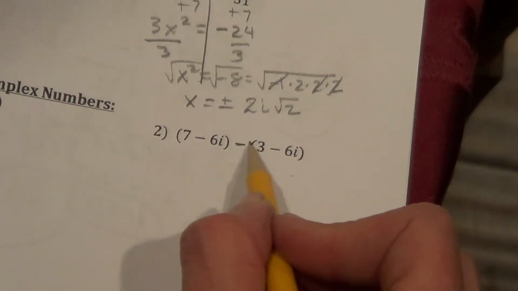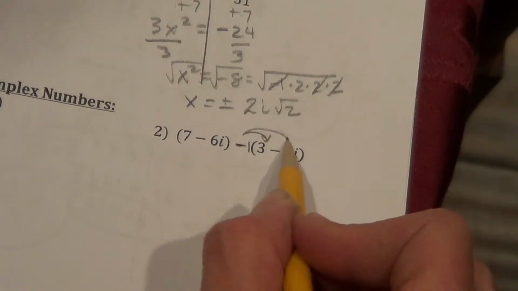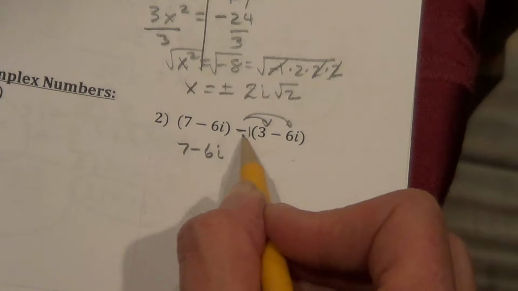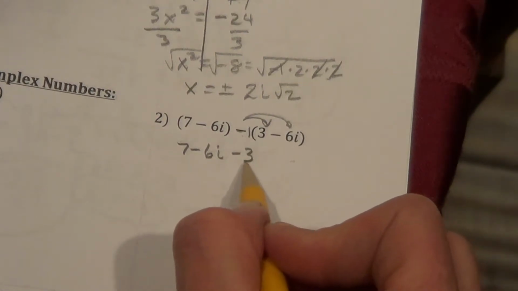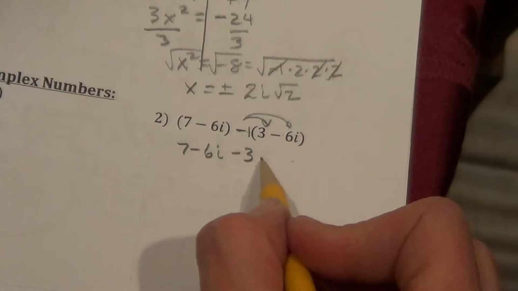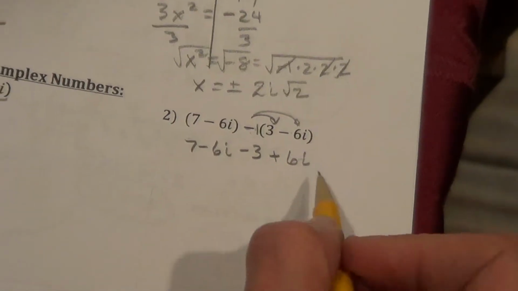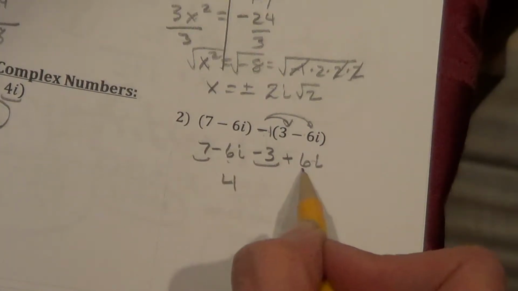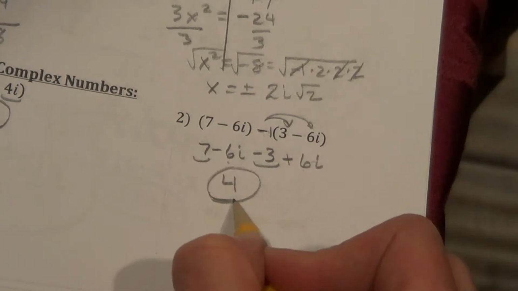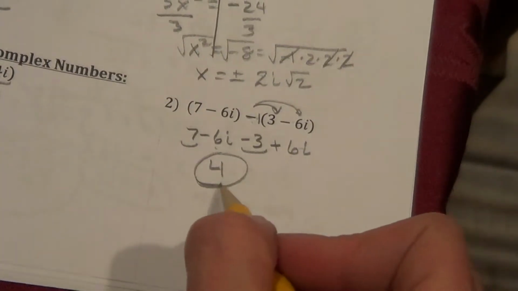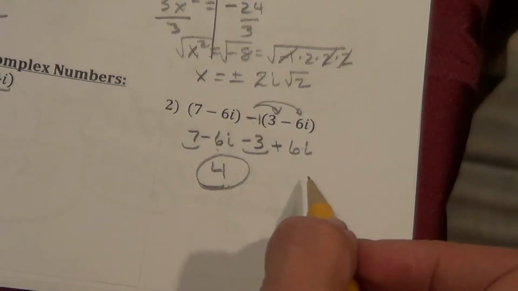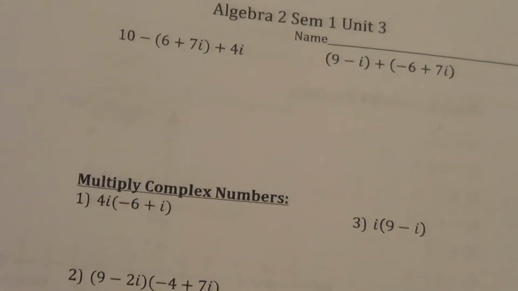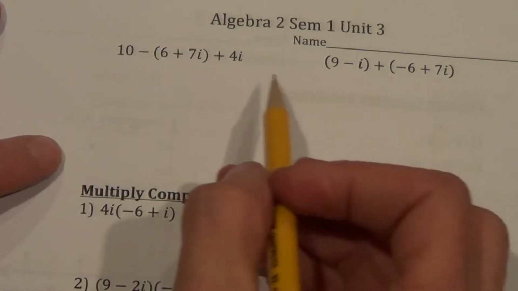So now here we're subtracting. Distribute that negative 1 through the second binomial. So we have 7 minus 6i. Negative 1 times 3 is negative 3. Negative 1 times negative 6i is a positive 6i. So we combine our like terms. 7 minus 3 is 4. Negative 6i plus 6i is 0. So we just have 4. That's a real number. So these others have been complex numbers or imaginary numbers. And we'll talk about those specifics here in a little bit.